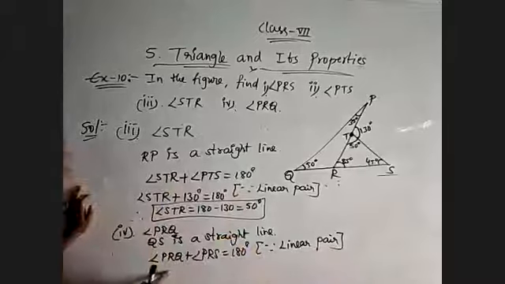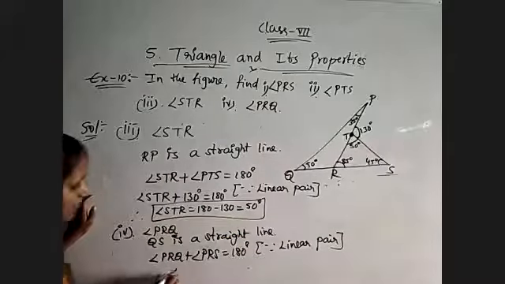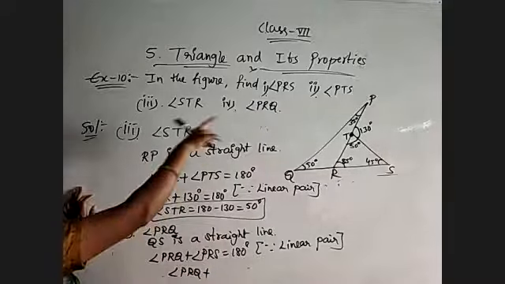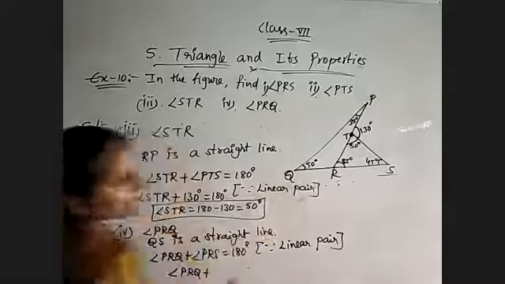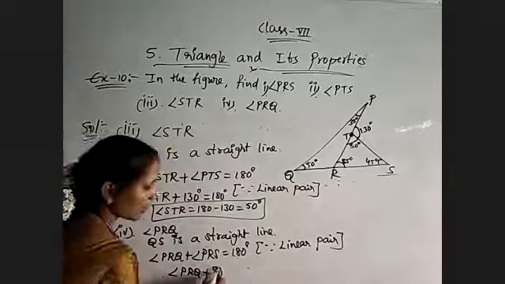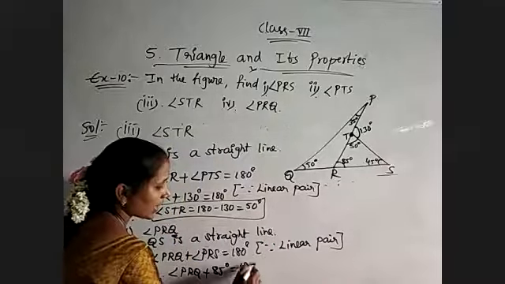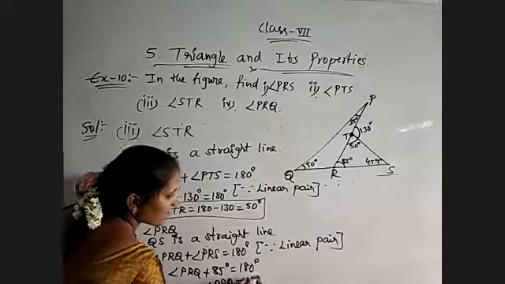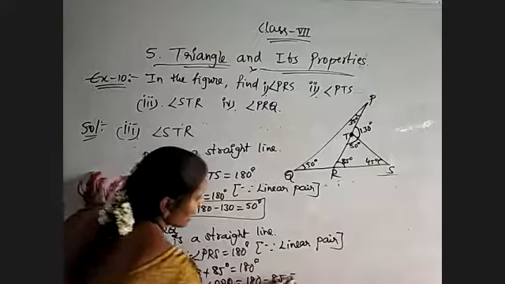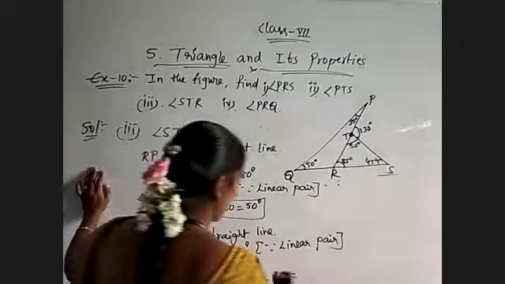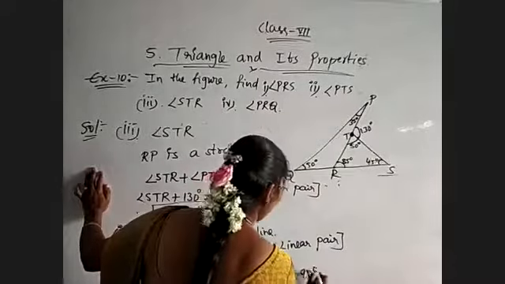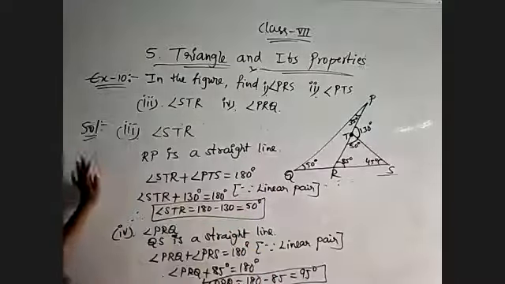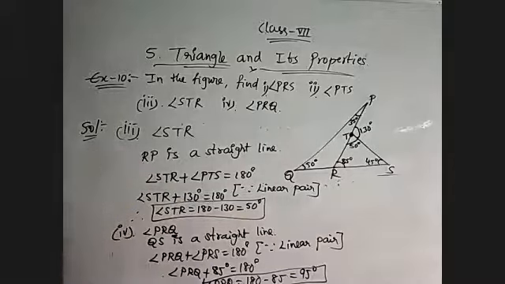So then I am getting angle PRQ is equal to angle PRQ plus PRS. I got 85 degrees. So 85 degrees is equal to 180. Then angle PRQ will be equal to 180 minus 85. So therefore, what I will get, 180 minus 85 is 95 degrees. That's it. These are the four questions depending on the same triangles.